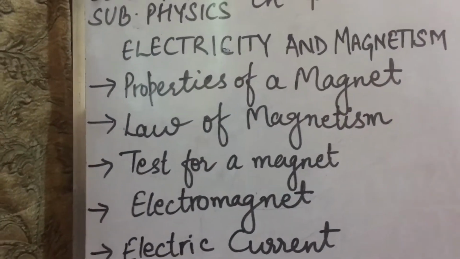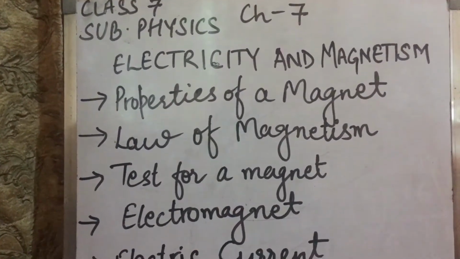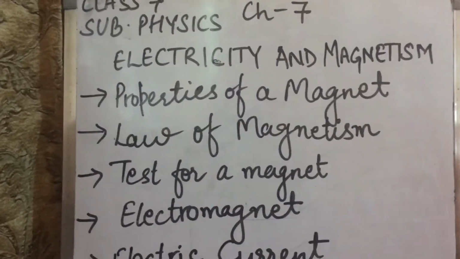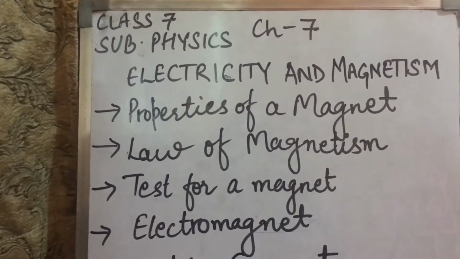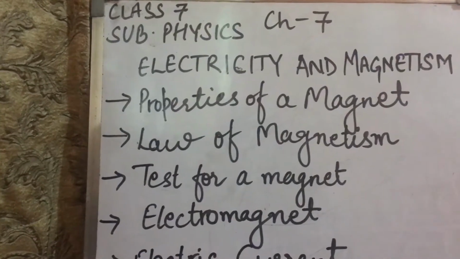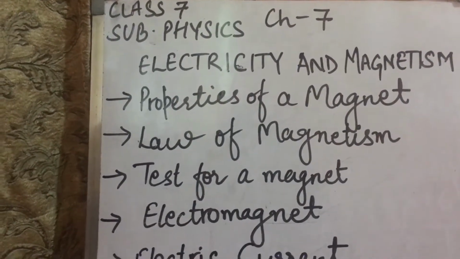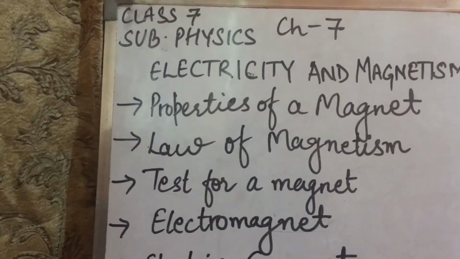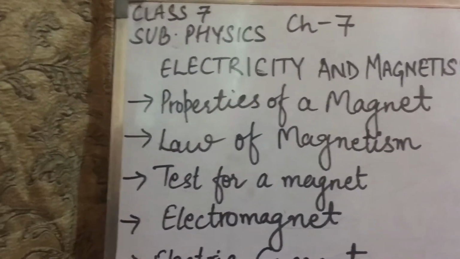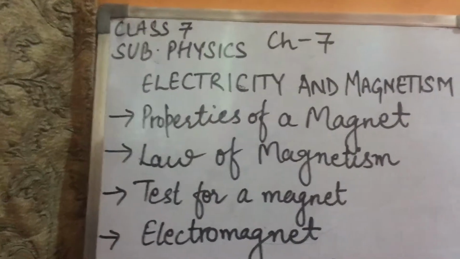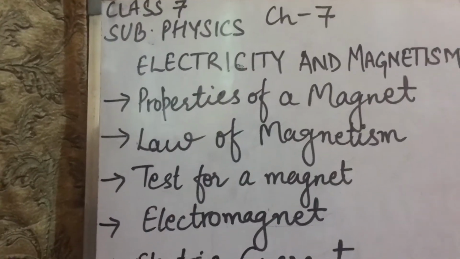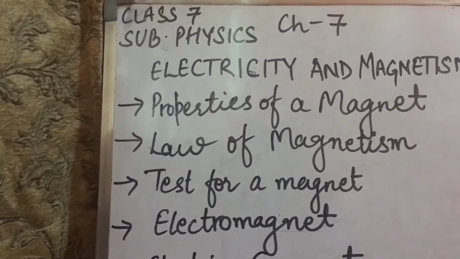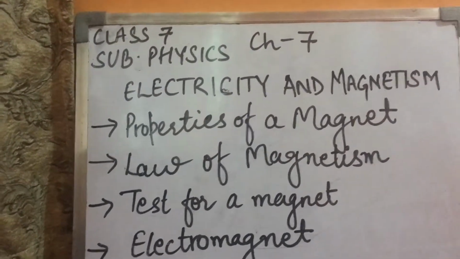What is a magnet? A magnet is a piece of substance which has the property of attracting iron objects and other magnetic substances. What are the magnetic substances which get attracted towards a magnet? Like iron, nickel, cobalt, etc. These are all magnetic substances, and they get attracted towards a magnet. And the property of attracting iron pieces by a magnet is known as magnetism.